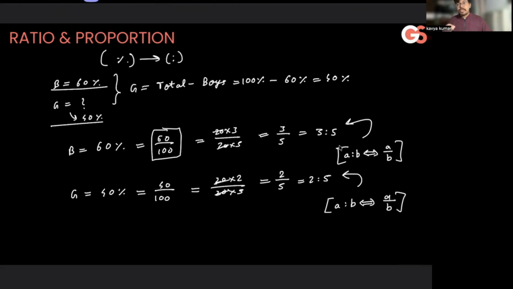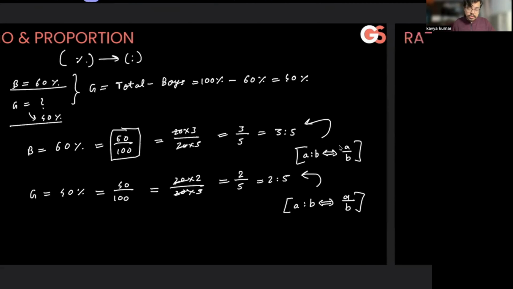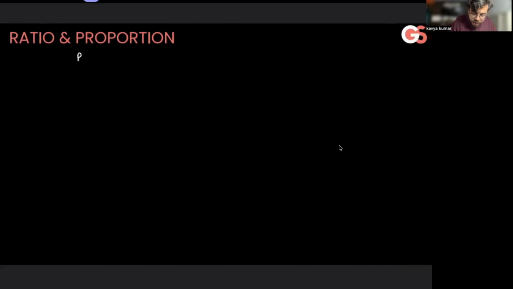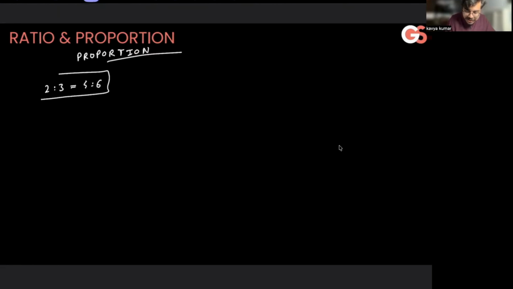So till now we have understood what a ratio is, what dividing quantities in a ratio means, how to convert a ratio into percentages, and how to convert percentages into ratios. Now we will understand the proportion concept. A proportion states that two ratios are equal. Let's take an example: 2 is to 3 is equal to 4 is to 6. Can we say this? Yes, we can, because 4 is to 6 can be reduced to 2 is to 3.